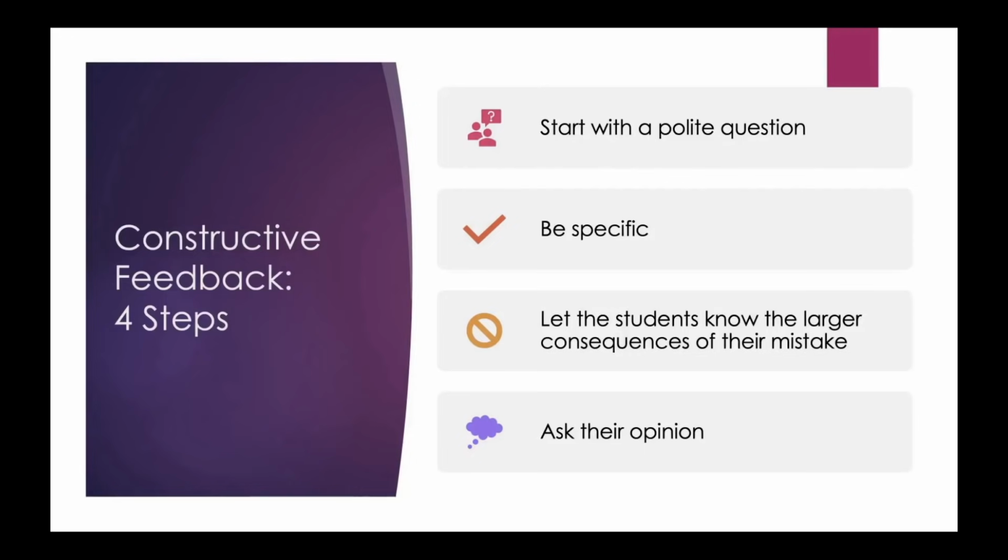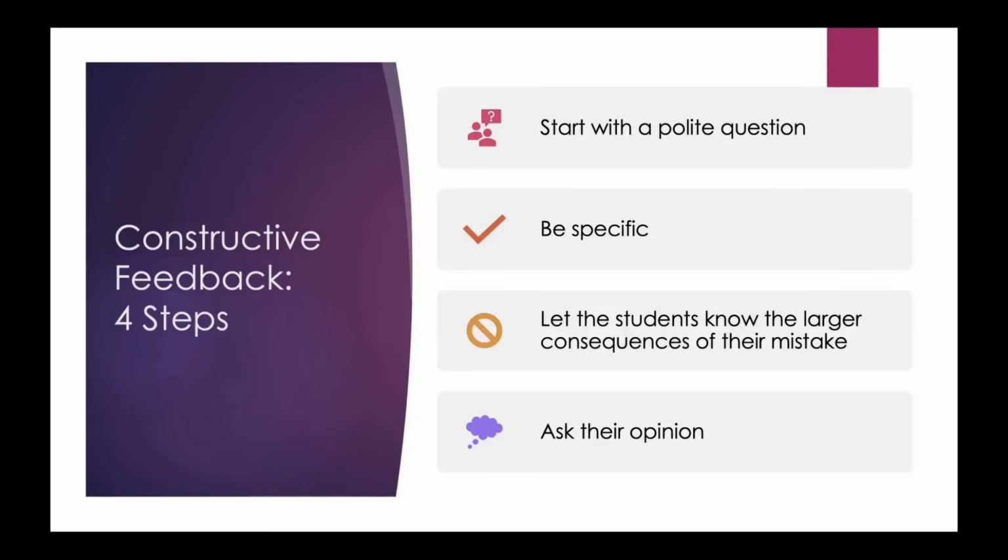Be specific. For example, if it is about language, don't say it's a wrong or a bad way of writing. Rather, point out the particular sentence and correct it. By doing this, the student will get to know where to improve and what to improve. Third, tell the student the larger consequence of his or her mistake. For instance, how just one step led to the entire sum getting wrong, or just a simple tense mistake changed the meaning of the entire answer.